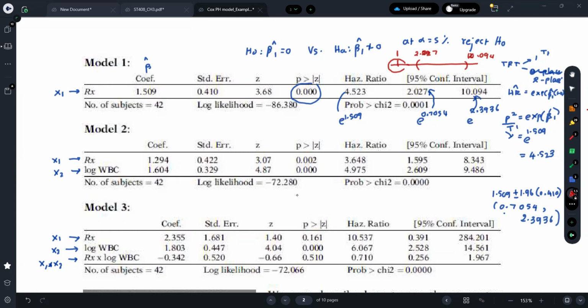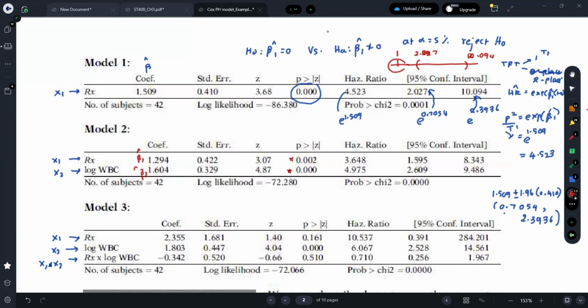Now, your model 2 contains 2 covariates, treatment and log WBC. Log WBC is not a categorical variable, it's continuous, okay? You have the coefficients. So this is beta 1 hat, this is beta 2 hat. Are they significant? Are the coefficients significant? Look at the p-value. Both of them are very small, less than 0.05. So both coefficients are significant.